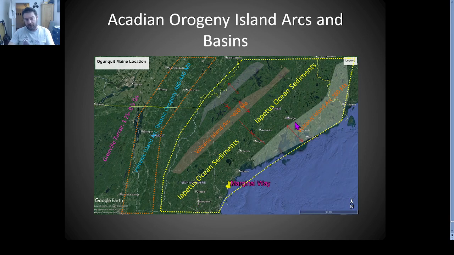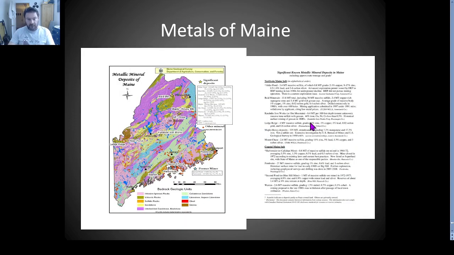That's why I wanted to point out the arcs and the magnetics, because you find there are mines that have been in this section here. There are mines where we've extracted decent metals in Maine. So they are there, but they're almost always found in the island arcs. All right, metals of Maine.